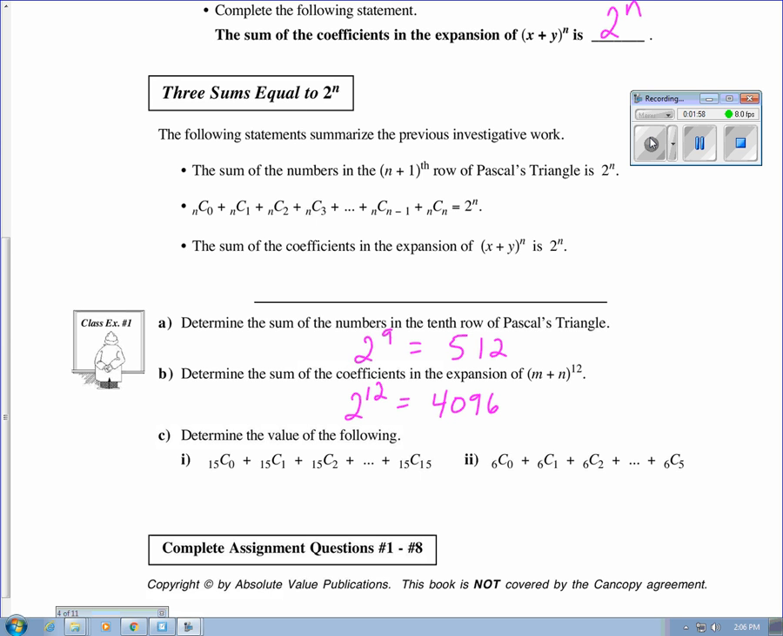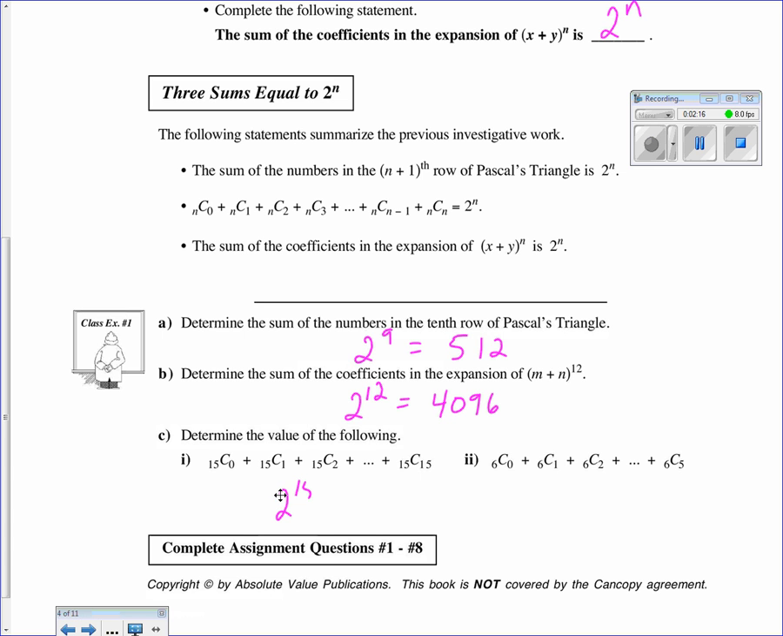Now, question C I find a little bit deceptive. Question C is talking about an expansion of (x + y)^15, and it asks me to sum up all of the values of 15 choose 0 all the way through to the end, 15 choose 15. That would be the complete row. So I can figure out that sum by going 2^15.